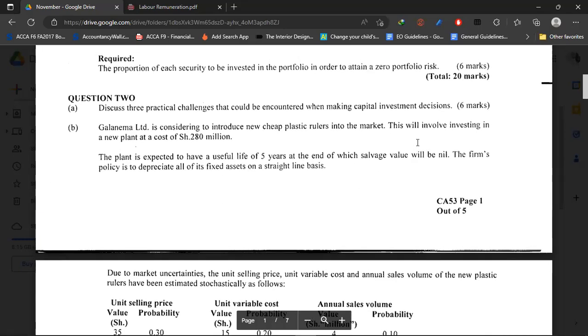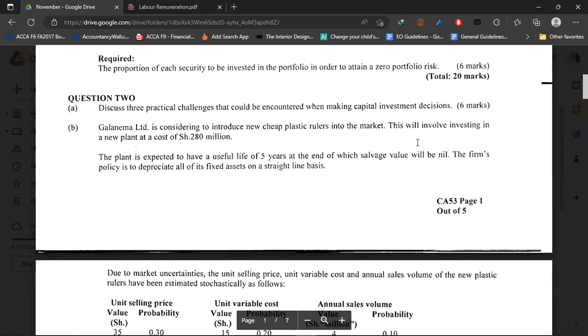Now, when I look at the information provided, I've been told Galanema Limited is considering introducing new cheap plastic rulers into the market. And this will involve investing in a new plant at a cost of 280 million. So in this question, the initial outlay will be the cost of the plant, because we don't have any other incidental cost, and there is nothing provided in the question regarding the disposal of an old machine and so on.